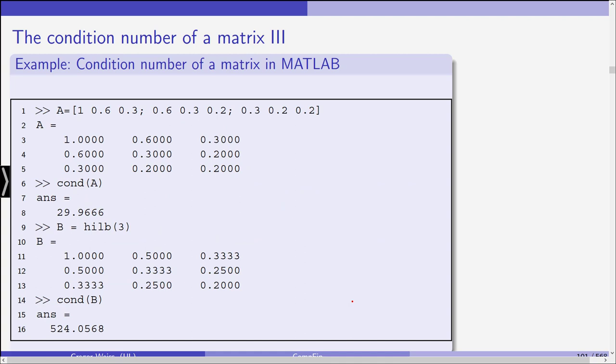Okay. So let's exemplify this in MATLAB. We define a matrix A as 1, 0.6, 0.3, 0.6, 3, 2, 3, 2, 2, and we calculate the condition number. In this case, the condition number is close to 30. Now let's use a three-dimensional Hilbert matrix. You might remember from our first lecture that the Hilbert matrix is famous for being badly conditioned, having a very high condition number. And as it turns out, yes, it has a condition number that is almost 10 times higher than the condition number for the matrix A.